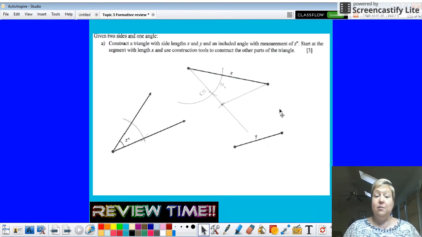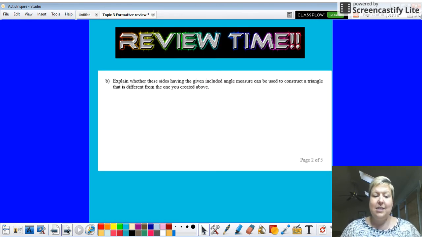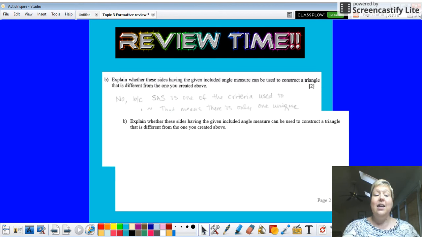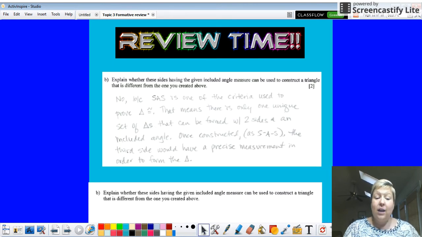Now, if you look down to B, it's going to ask you a question. Explain whether the sides having the given included angle can be used to construct more than one triangle or a triangle that is different from the one you created. Remember, with the triangle criteria, the whole point of what we've been doing in this topic with all of our Exploragons, with all of the construction materials, is realizing that there is only one unique set of triangles that can be built.